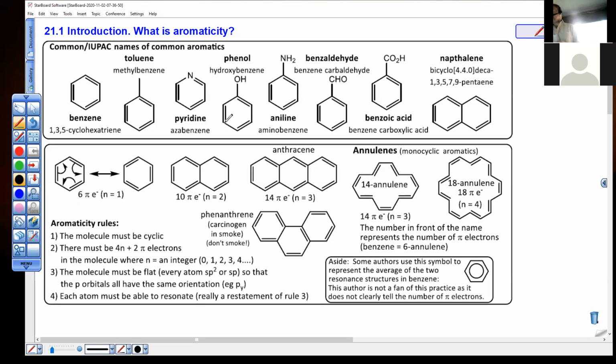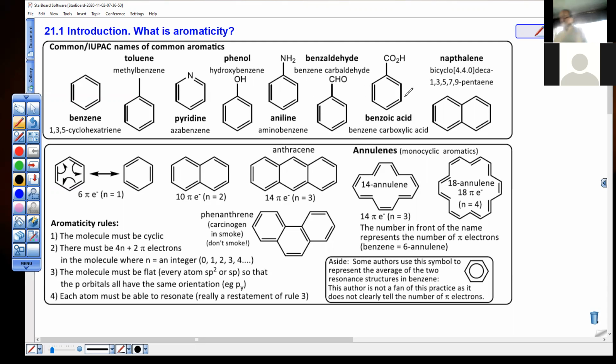Phenol we studied in chapter 10. It's an unusual alcohol with a pKa of 10. Aniline is aminobenzene. It is a precursor for many dyes, that's colored compounds. Benzaldehyde, the principal component of almond extract, the one that gives almonds their unique flavor and taste. Benzoic acid is an aromatic that is odorless.